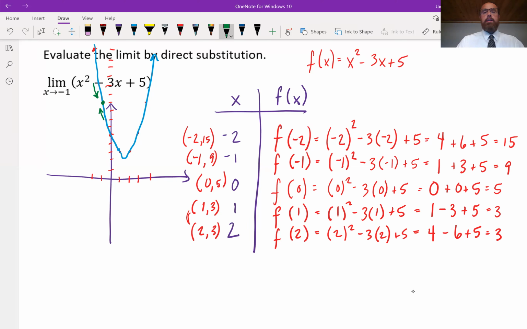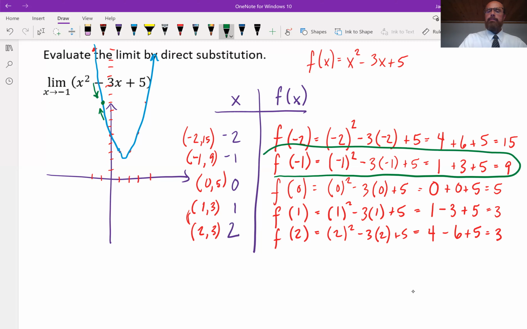Now with questions like these where you can just directly substitute, which we did here, you don't have to do a lot of algebraic manipulation. You're just plugging it in, getting the value. So we'll finalize this limit question. We'll say the limit as x approaches negative 1, and again, it's got to be the same from the left and from the right, of the function x squared minus 3x plus 5 is, according to our work here in the table, 9.